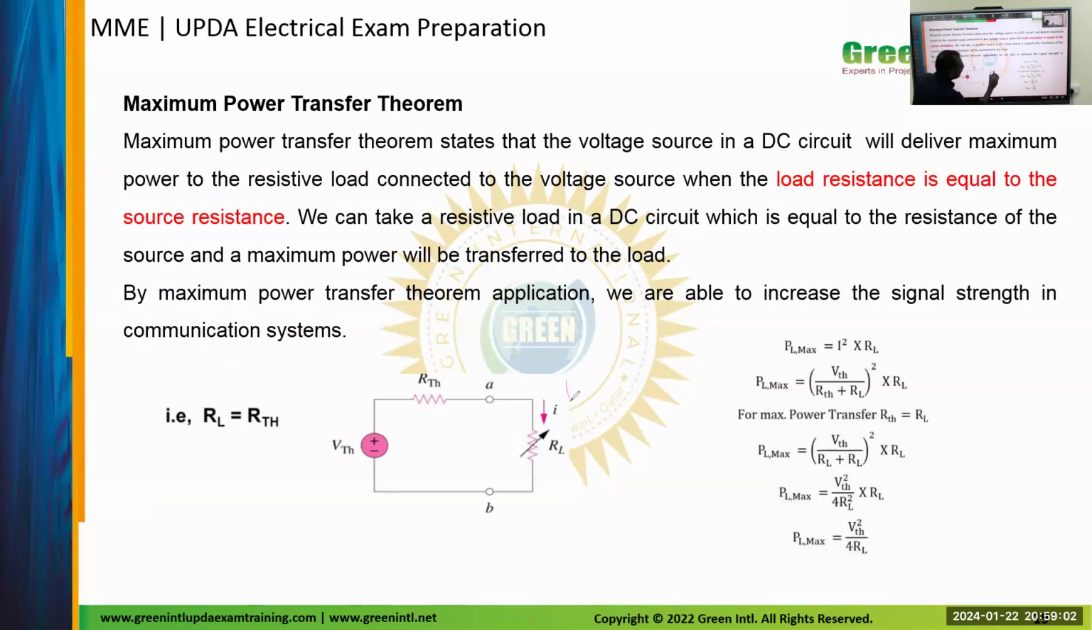Here we need to calculate the IL. How to find the current flowing through the load resistance? We need to find the IL. How to find the IL? I is equal to VL divided by RL by using Ohm's law. Correct? By using Ohm's law, VL by RL.